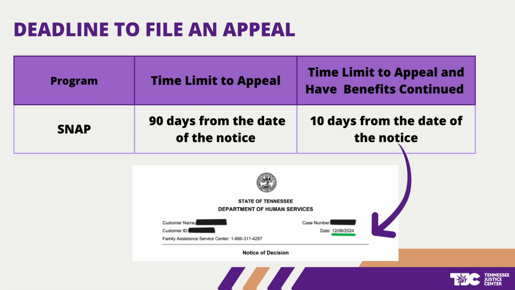You have the right to file an appeal within 90 days of the date found on the notice of decision. If you are receiving benefits and want to continue to receive benefits while DHS looks at your appeal, you will only have 10 days to file an appeal from the date found on the notice of the decision.